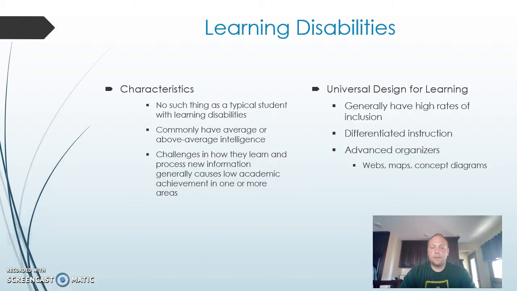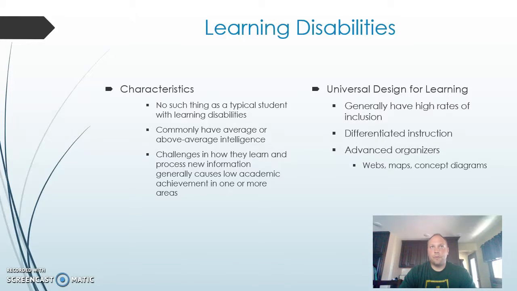I'll start with learning disabilities. Characteristics here are there's no such thing as a typical student with learning disabilities. Commonly have average or above average intelligence. Challenges in how they learn and process new information generally causes low academic achievement in one or more areas. These students, unlike some of the other specific disabilities, you can't tell anything's wrong with them. You can have a student that's gotten 100% on every math test, every assignment they've ever had in their life, and they have a hard time reading or comprehending text or with English or something like that.